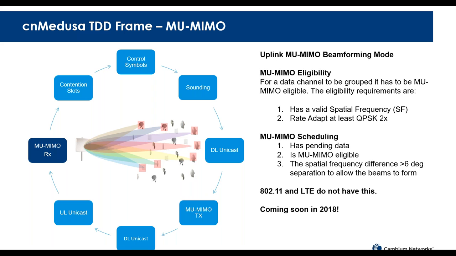The uplink MU MIMO scheduler works very similarly to the downlink MU MIMO scheduler. Again, it will look only at subscribers that have pending data, meaning the ones that sent bandwidth requests, only subscribers that are MU MIMO eligible, and again, subscribers that have a minimum separation physically in azimuth between them so that they can be part of the same group. The uplink MU MIMO feature is not available in standards like 802.11 or LTE, but it will be available in the PMP450M access point later this year. Both of these modes, the uplink unicast and the MU MIMO receive mode, are used for scheduled transmissions where the access point knows which subscriber is transmitting.